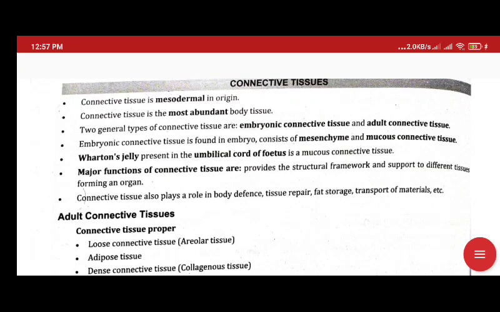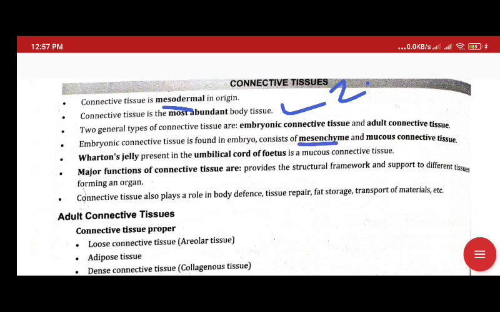Move to the other, second type of tissue. What is that? Connective tissue. Connective tissue is mesodermal in origin and the most abundant. It is of two types: embryonic connective tissue and adult connective tissue. Now in embryonic we have what?